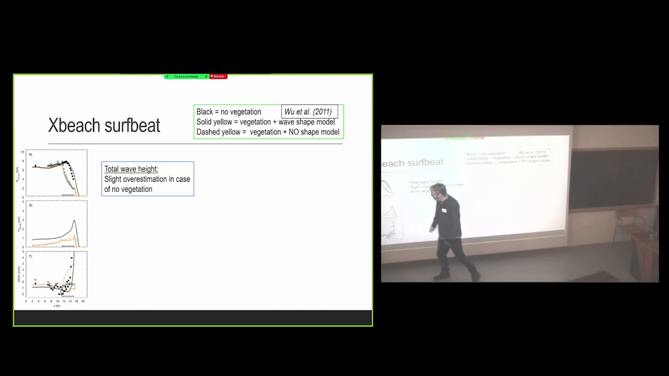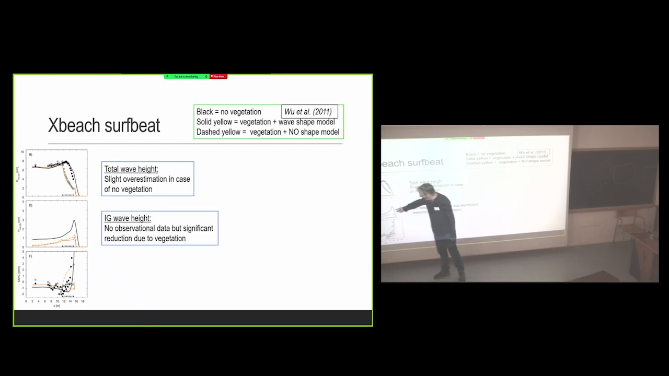The next one is the infragravity waves. What you see is that without vegetation you get the black line, and if you include the vegetation, we see a reduction in the infragravity response. The vegetation location corresponds to these dots at the bottom. So that's where the vegetation is.